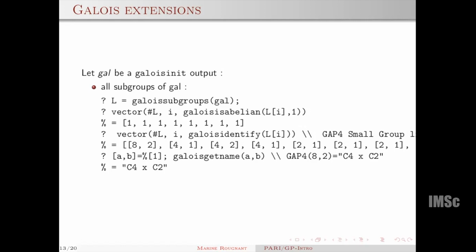So here, I tried with this one. The second group of order 8 is C4 times C2. For this one here, the first group of order 4, what is the second one? This is another one. These two are not generated by the same polynomial.